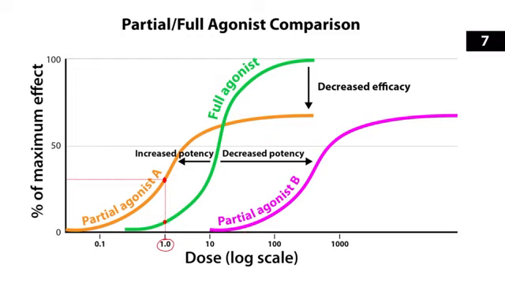For any given dose, the partial agonist gives you a bigger response, up to about 15 milligrams, and then the curve crosses because the partial agonist has a lower efficacy. With partial agonist B, the curve is shifted to the right, and potency is lower. For any given dose, the full agonist will give you a bigger effect. So with partial agonist, the efficacy is always lower, but the potency could be higher or lower.